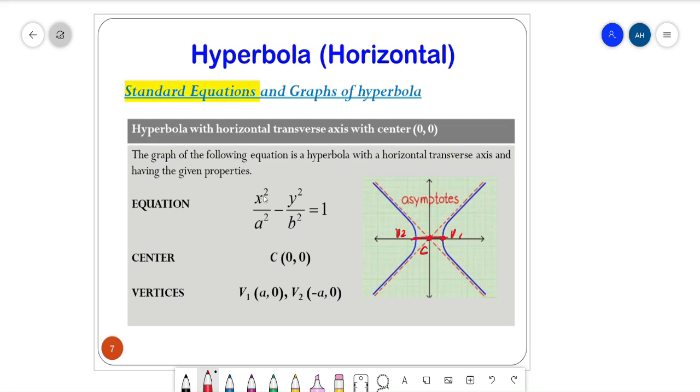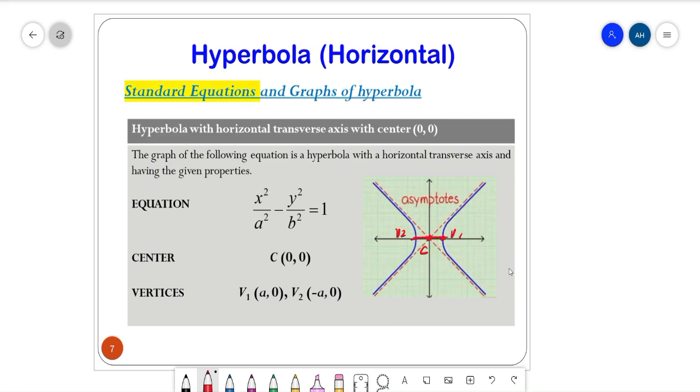Sometimes we have x square in the front, and sometimes we have y square in the front. Please take note that when x square is in front, the graph is having a horizontal transverse axis. The graph is horizontal when x square over a square is in front. The center is 0, 0.